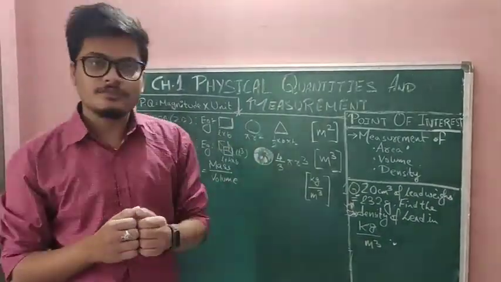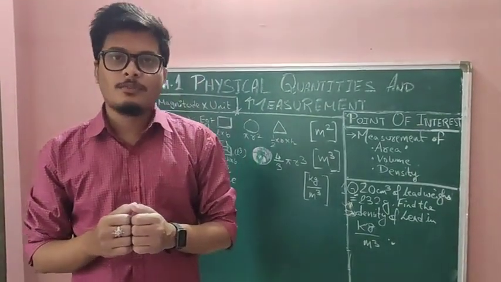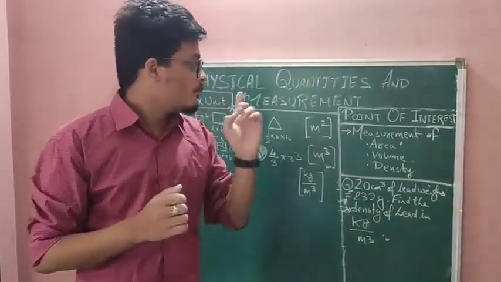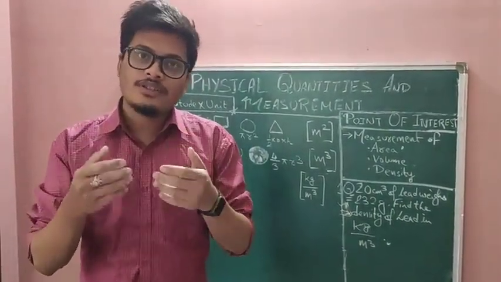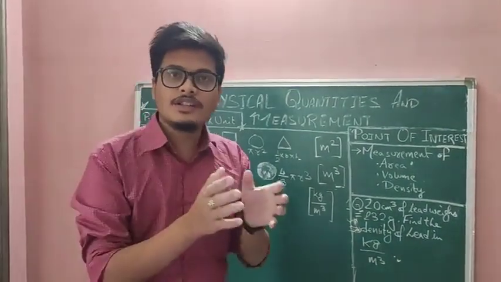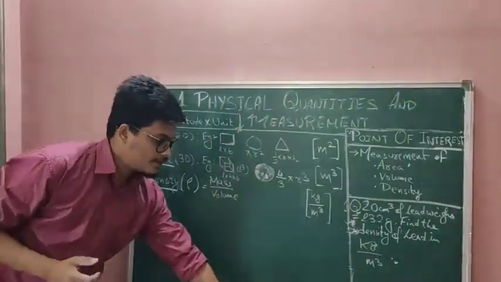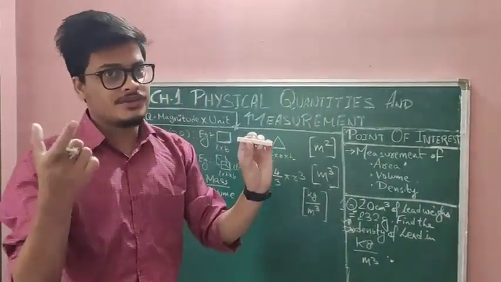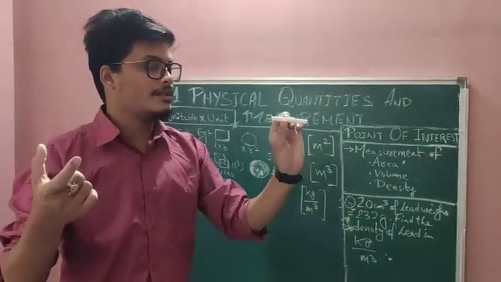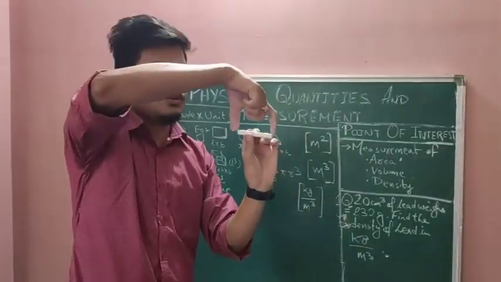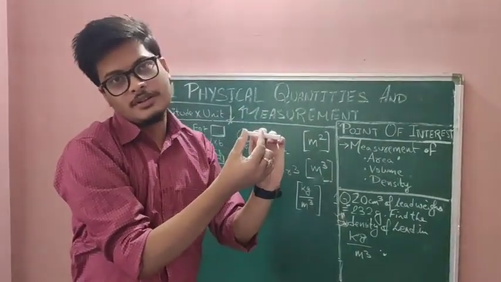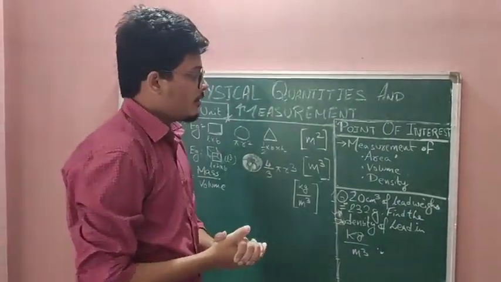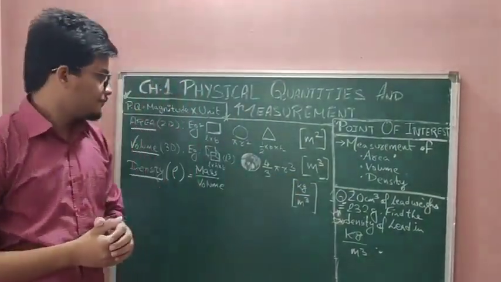Then what is measurement? Measurement is the comparison of the given physical quantity with the standard quantity. Remember, measurement means the process of comparison of a given physical quantity with a known standard quantity. Suppose this chalk, if you want to measure the length of this particular chalk, what you will use? You will use scale. Scale is the standard quantity and this is your given quantity. You can compare these two to get the length of this particular chalk. Understood? Well, now let us move to measurement of area.